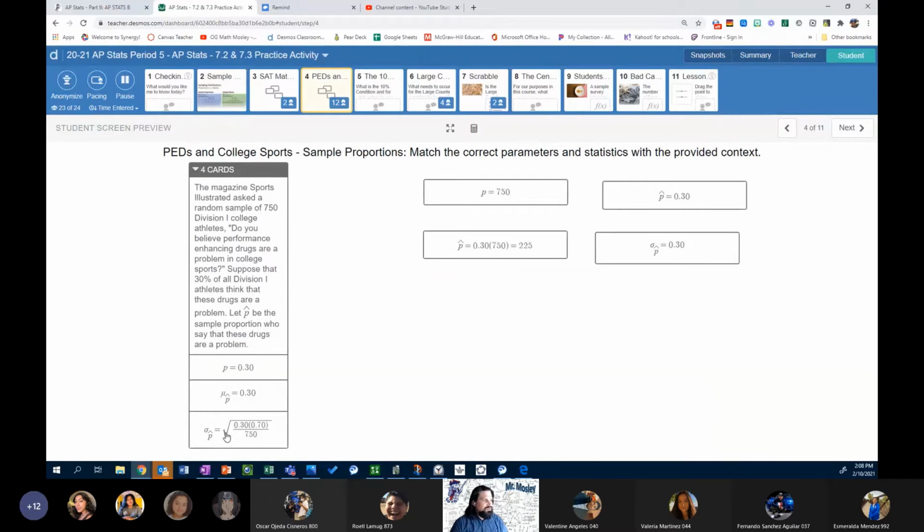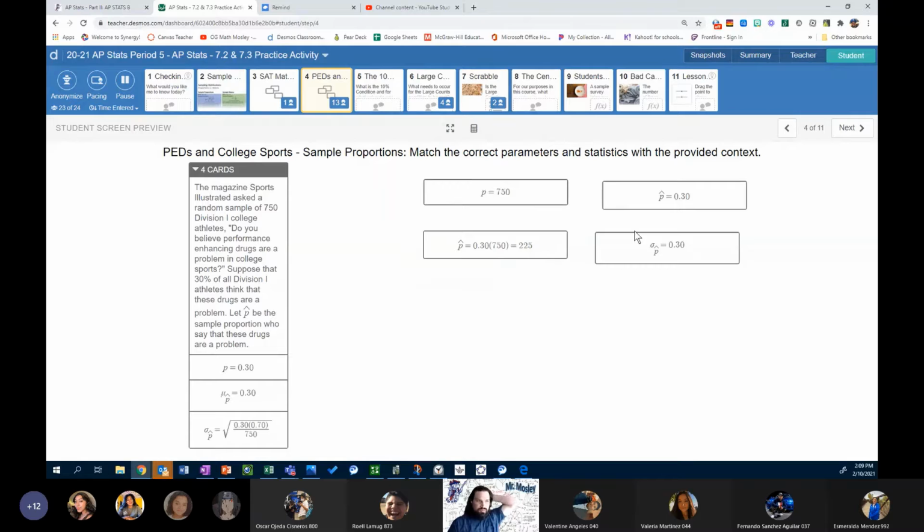And then the standard deviation of the sample proportions is equal to the square root of the population proportion times 1 minus the population proportion, divided by the sample size. Sample size is 750. So those are the 3 cards that go along with this context.